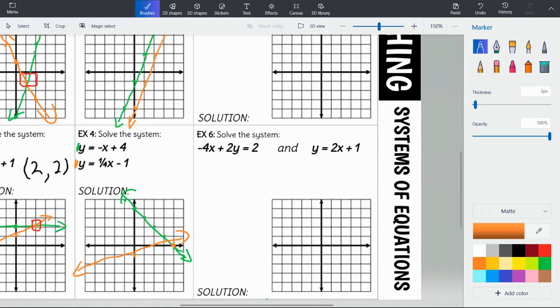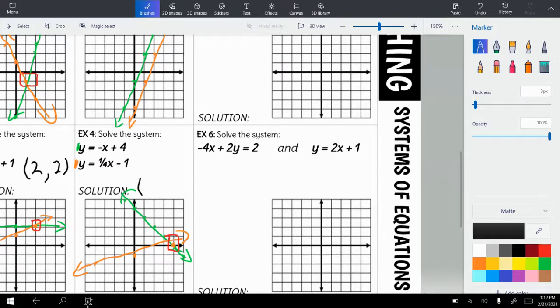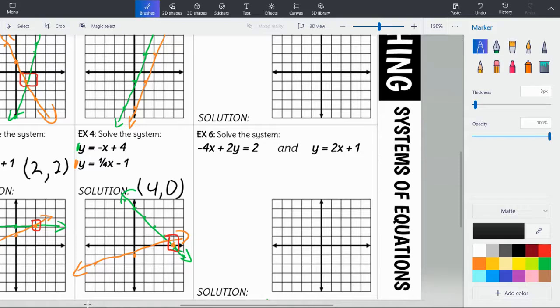Okay, and I totally missed that line too, but you get the point. We should have a point right there. That should be our solution, which is on the x-axis. So we're going to have an x value of 4 and a y value of 0. Okay, we go (4, 0). That's our point. You can check these, by the way, by plugging them back in.